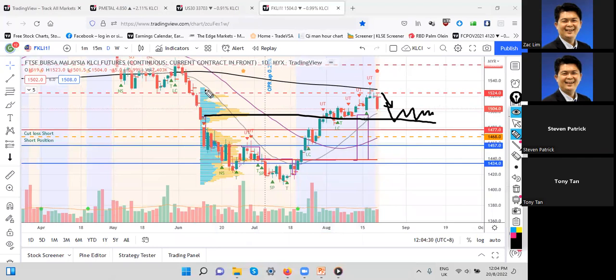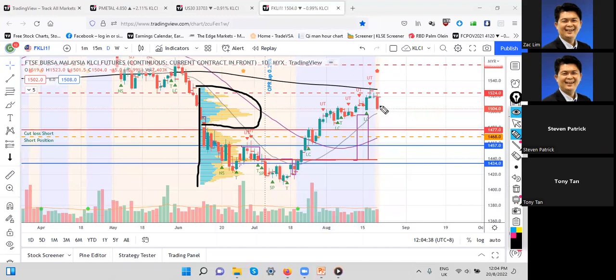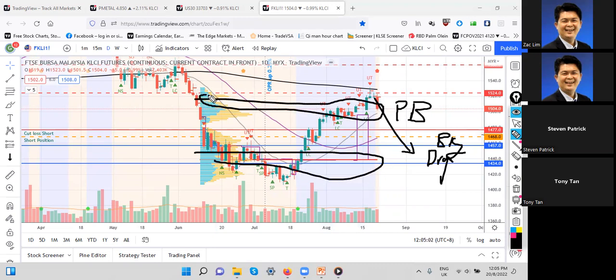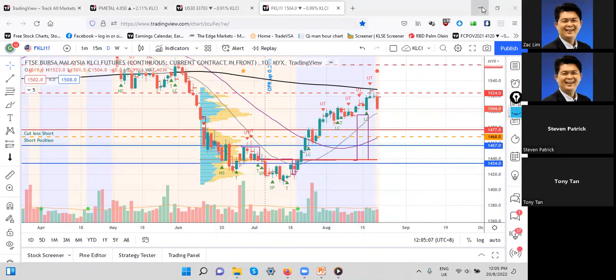Currently, if Malaysia here is forming a P, then it will be much more dangerous, because things might go down to the next level of support. So sometimes we can use the volume profile to determine whether it is a pullback or a big drop. See how the volume is distributed and in which area it happens.